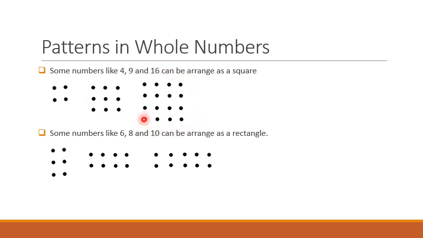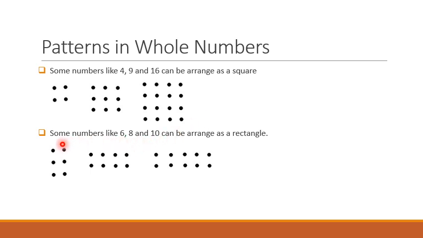Basically, square numbers can be obtained by multiplying a number by itself. Say 4: if I multiply 2 by 2, I will get 4. 3 multiplied by 3 gives 9. 4 multiplied by 4 is 16. So the next square number will be 5 multiplied by 5, that is 25.